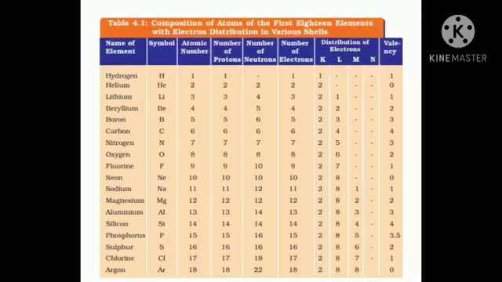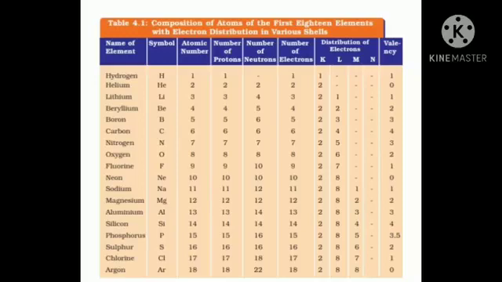One more thing you have to remember, that is how to find out the valency. The number of electrons in the outermost shell is called valence electrons, and the shell is called the valence shell. I repeat, the number of electrons present in the outermost shell is called valence electrons and the shell is called valence shell.